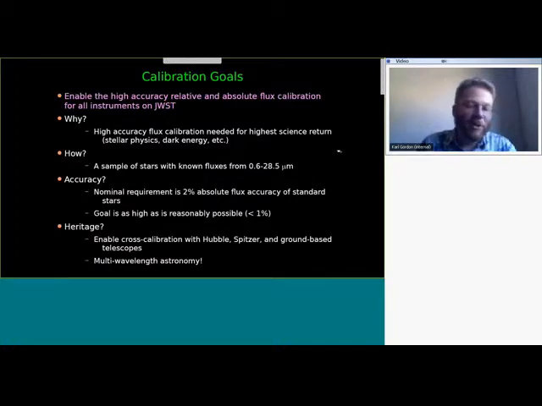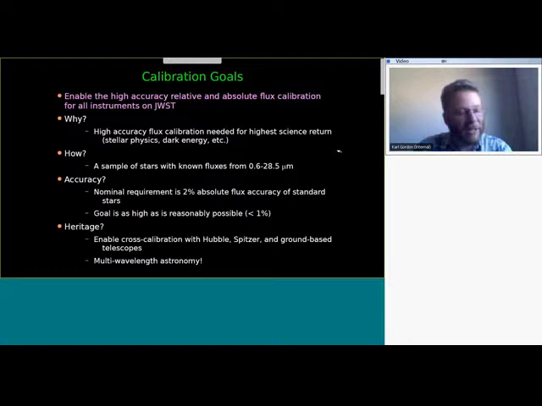Not just do flux calibration, we do need fluxes that are calibrated well enough, usually 5 or 10%, but in order to get the most out of the observations, we really want to get as high accuracy as possible, and this is looking at stellar physics all the way to dark energy measurements. We're going to do this using a sample of stars with known fluxes that cover the JWST wavelength range.